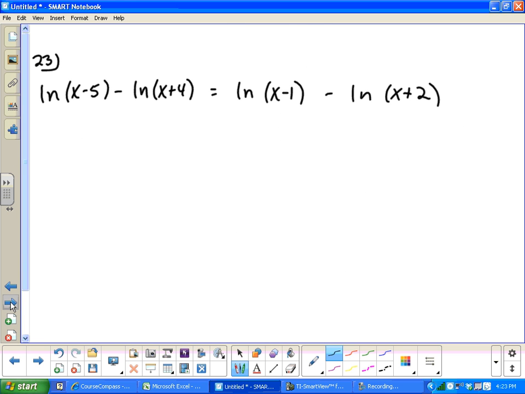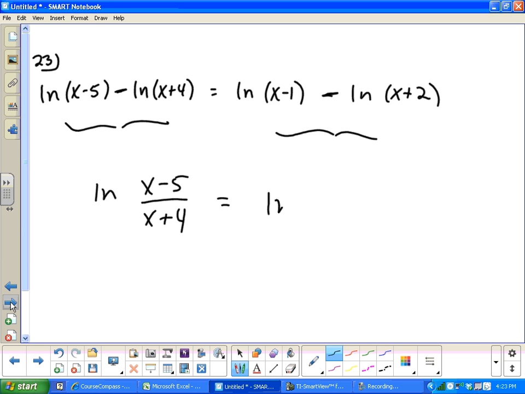All right, 23. Now, in this case, we've got logarithms on both sides, but it's not just a logarithm on both sides. It's 2 logarithms on both sides. So we can't cancel out here. Now, if we could use our properties to put these together somehow as a single logarithm, then we could do that. So notice you have minus right there. So what we could use there is our quotient property. So we said the natural log of x minus 5 over x plus 4. So we're actually just dividing those two values.